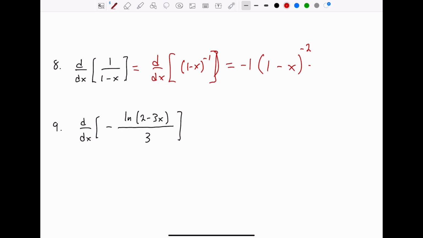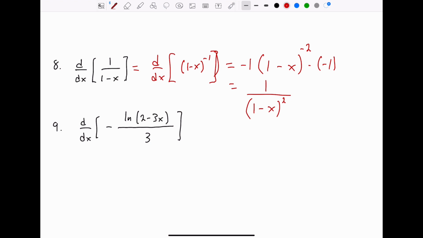Now we need to use chain rule, multiplied by the derivative of the inner function. The derivative of 1 is 0. The derivative of minus x is a minus 1. So we have to multiply by negative 1. That's the derivative of the inner function using the chain rule. We could simplify if we want. We have negative times negative, and this is 1 minus x to the negative 2. This simplifies to 1 divided by 1 minus x quantity squared.